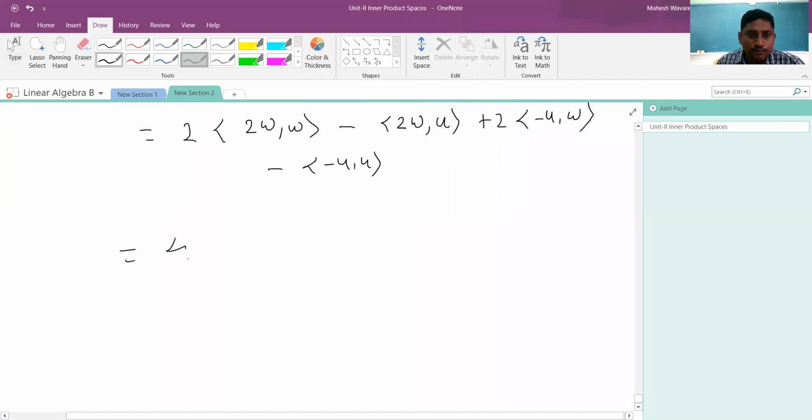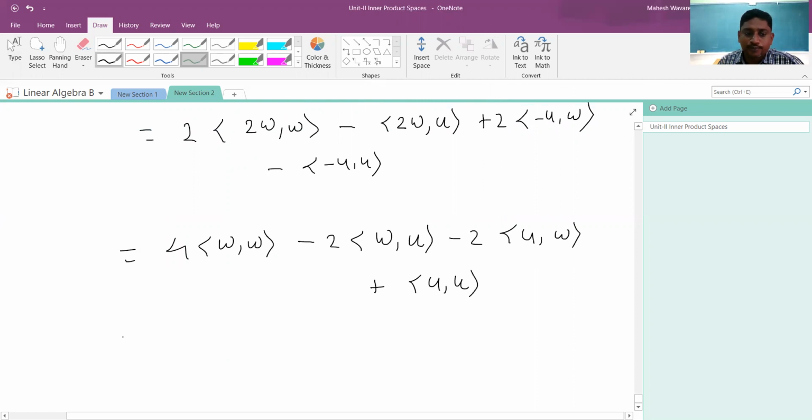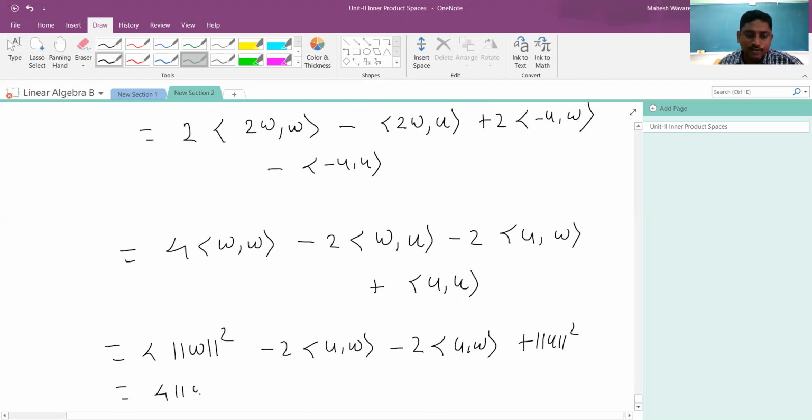So this 2 into 2, 4, w inner product with w, minus 2 is taken out, w inner product with u, minus 1 is taken out, u inner product with w, and the last minus minus plus u inner product with u. So 4 times norm of w squared, this is minus 2 times u comma w, symmetry axiom is applied, plus norm u squared. So finally the evaluation of this is 4 times norm of w squared minus 4 times inner product u with w plus norm of u squared.